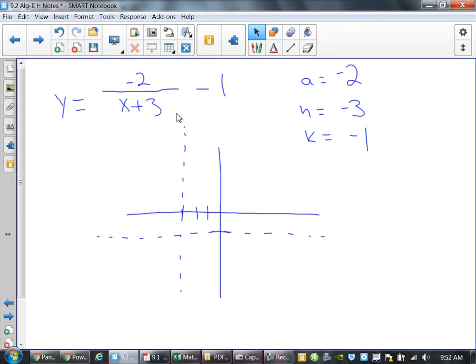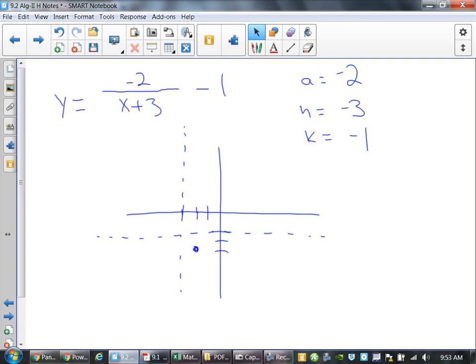So I pick easy numbers to work with. For example, if I choose -2 as my next value, I get -2 plus 3. What's -2 plus 3? 1. What's -2 divided by 1? -2. We'll get it right eventually. -2 minus 1 is? -3. So at -2, it's at -3.